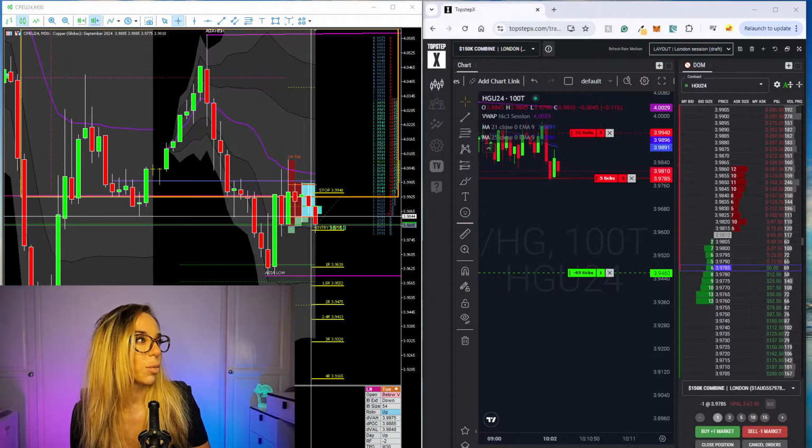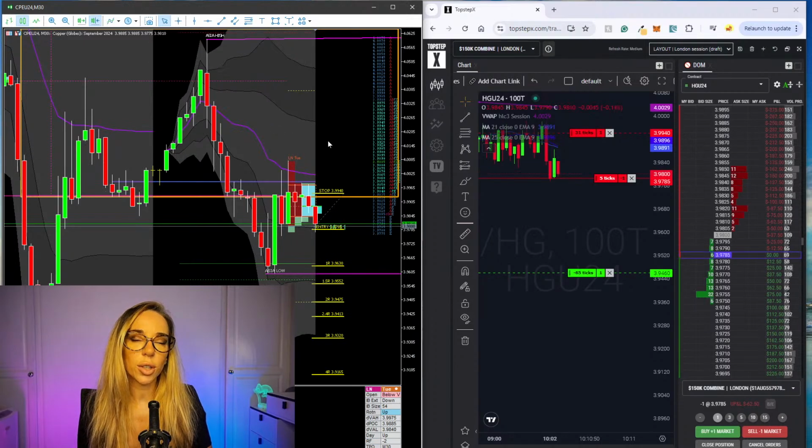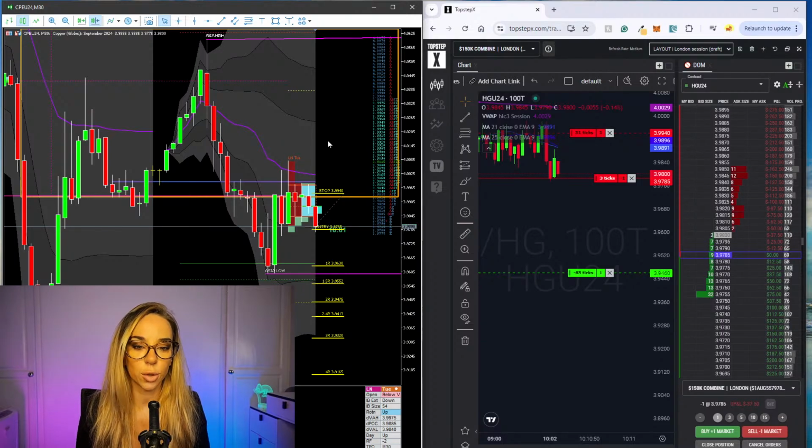Do you add to a winning position? If yes, how do you add to it, how much, and when? Okay, so I don't add into positions, especially not on prop accounts. The only time I will add into a position would be if I can't get filled all in one go because of the position size I'm trading.